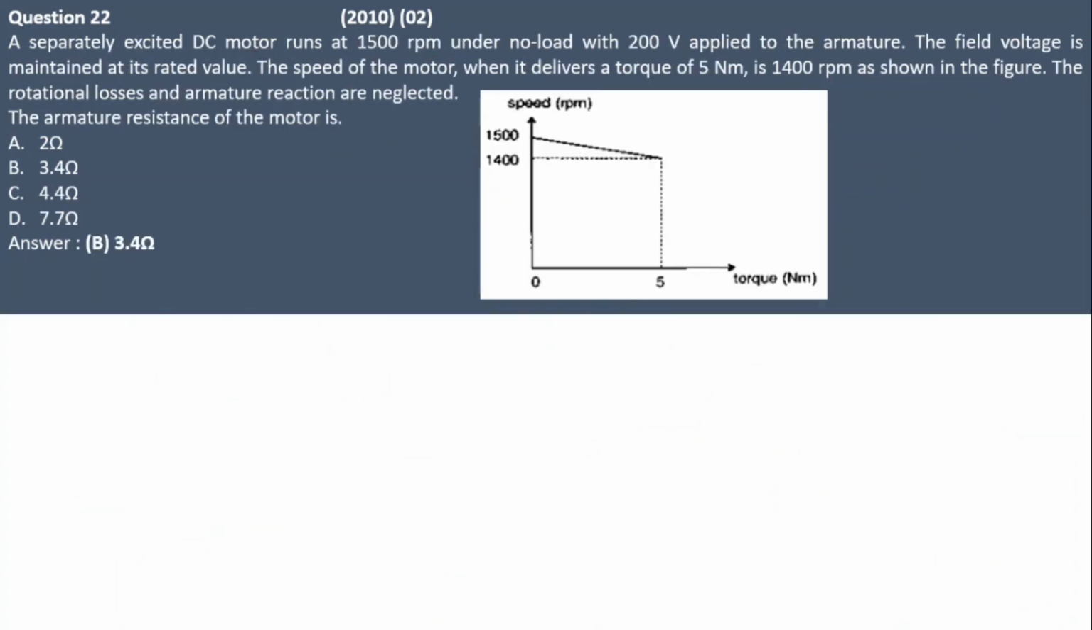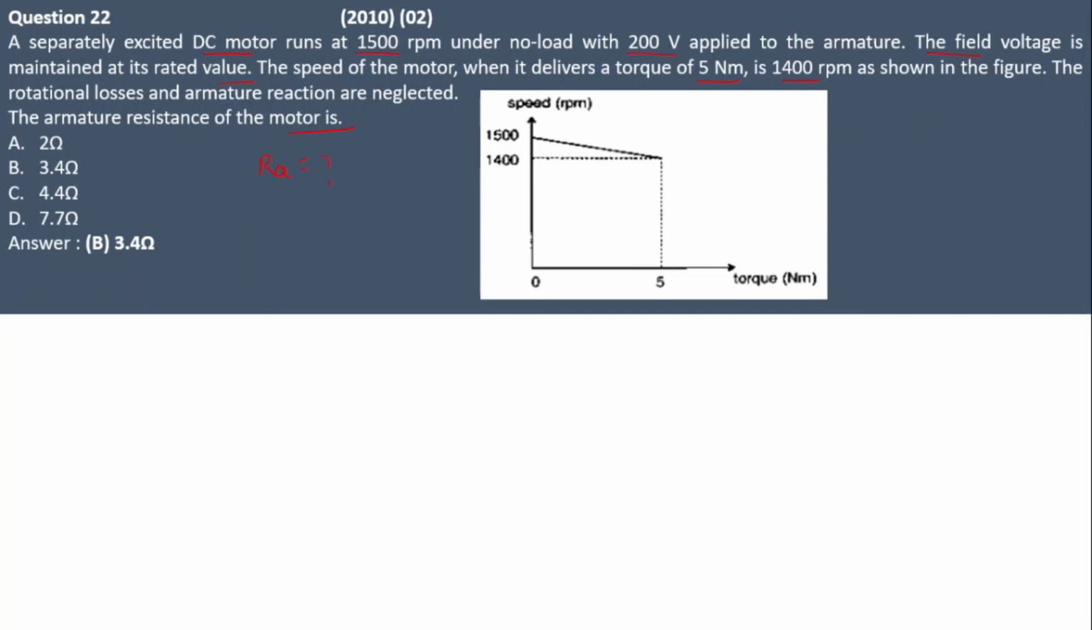Next is a separately excited DC motor that runs at 1500 rpm under no load with 200 volt applied voltage to the armature. The field voltage is maintained at its rated value. The speed of the motor when it delivers a torque of 5 Newton meter is 1400 rpm. Rotational losses and armature reaction are neglected. The armature resistance of the motor is, you have to calculate Ra.